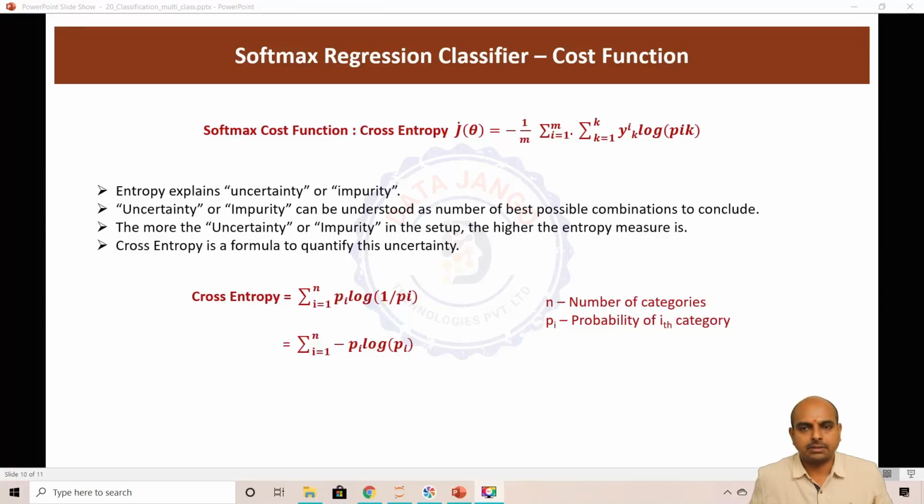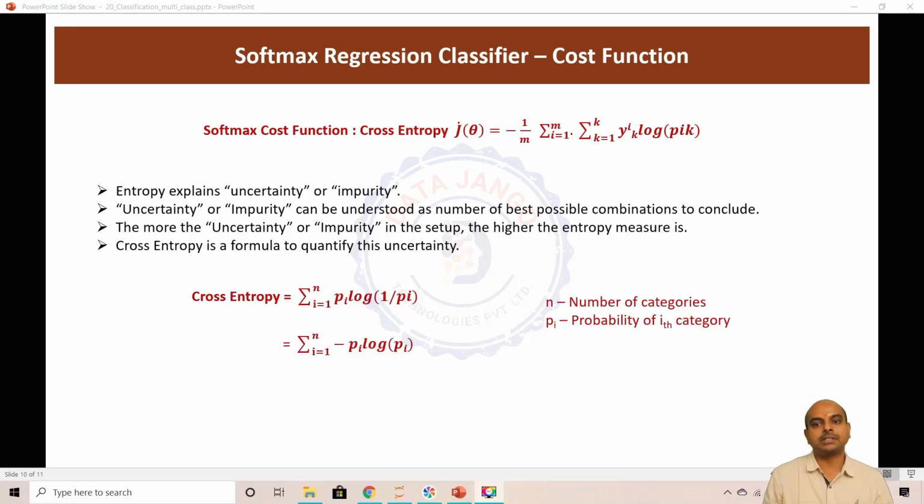Hello and welcome back. We have understood how the Softmax regression classifier can do multi-class classification without doing multiple binary classifiers, unlike one versus all and one versus one. So we need to understand what the cost function behind it is, and what cross entropy is.